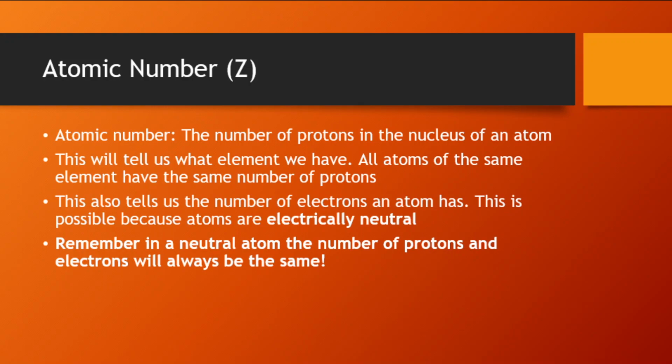Again, going back to the carbon example, we just saw that carbon has 6 protons. That means a neutral atom of carbon must have 6 electrons. If you think about the charges, 1 proton has a positive charge, 1 electron has a negative charge, so 6 positive charges minus 6 negative charges gives us 0. Please remember that in a neutral atom, the number of protons and the number of electrons will always be the same. We can look at the atomic number to identify the number of protons and electrons in an electrically neutral atom.